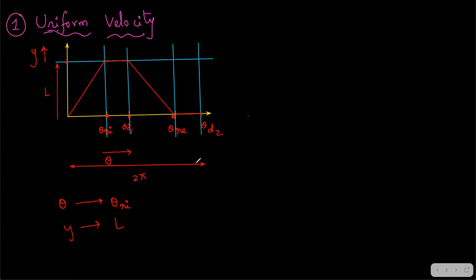So from here, I can write an equation. y is equal to L into theta by theta Ri. Or you can write that when theta is equal to theta Ri, then y is equal to L, and do the cross multiplication. Or you can take the ratios also. Theta by theta Ri is equal to y by L. This is called the method of ratios also. Because they are connected to each other, you can write this equation that way.